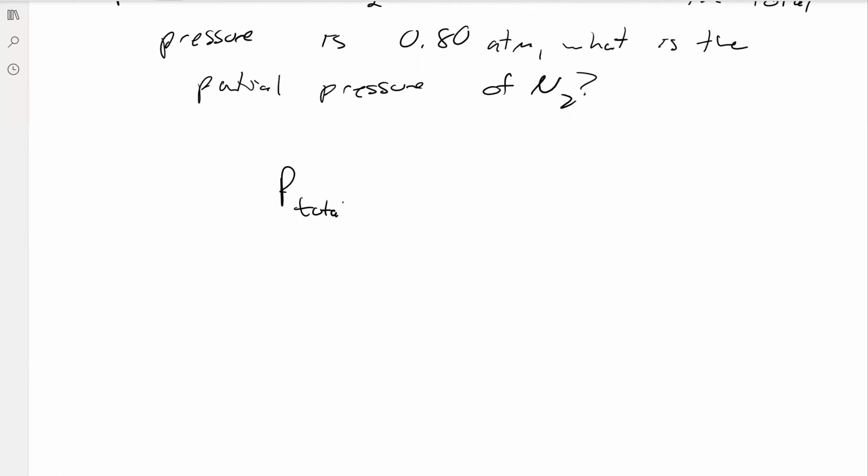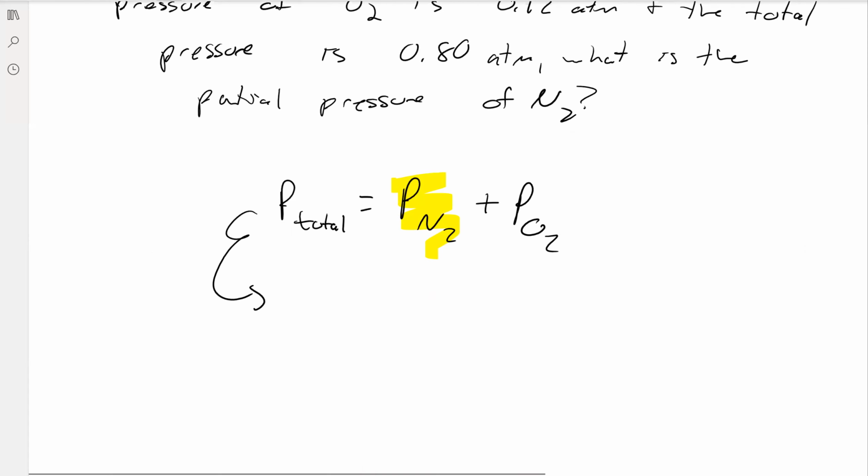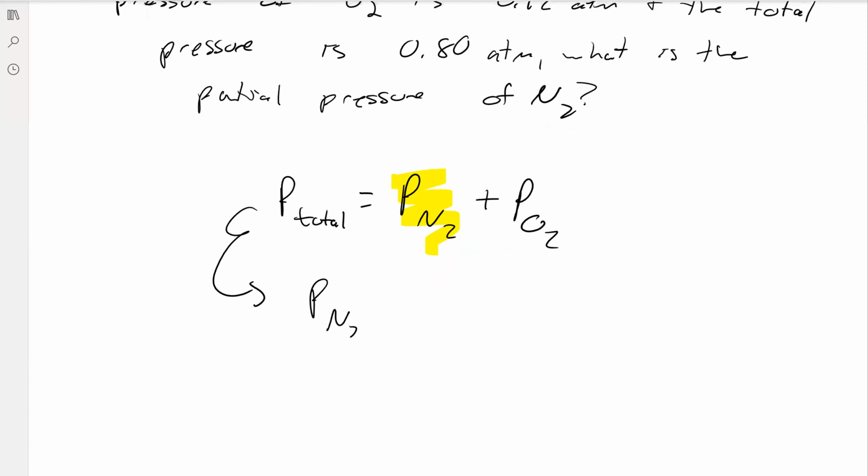So our total pressure is going to be the sum of its parts. In this case, the partial pressure of nitrogen and the partial pressure of oxygen. In this case, what we're asked for is the partial pressure of nitrogen. So we want to reorganize the equation. To do that, we'll subtract the partial pressure of oxygen from both sides. So we'll get P total minus PO2.